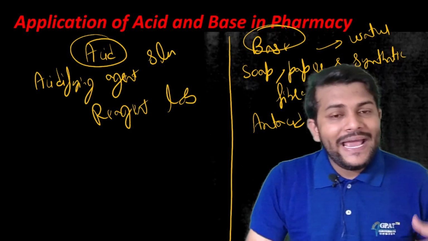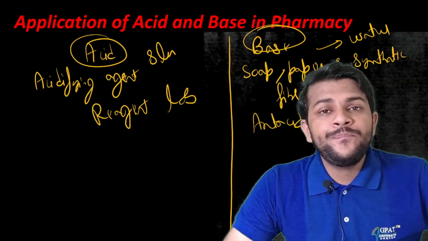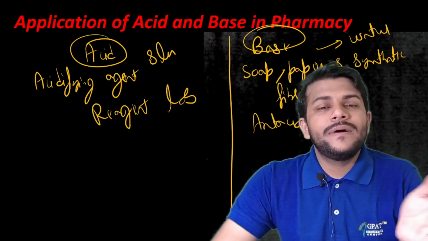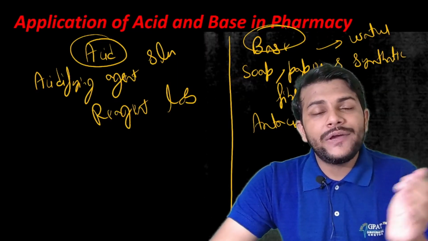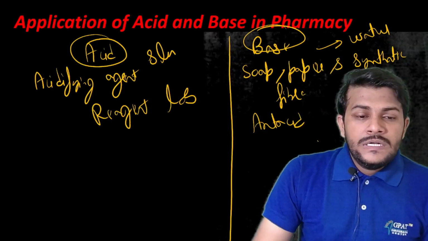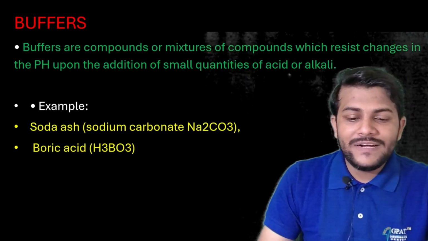Got it? Like HCl in the stomach acts as an acid in the stomach, that is the hydrochloric acid, acting as a killing agent for the microbes that have entered via the food. Got it? Next we have the buffer. What exactly is the buffer?